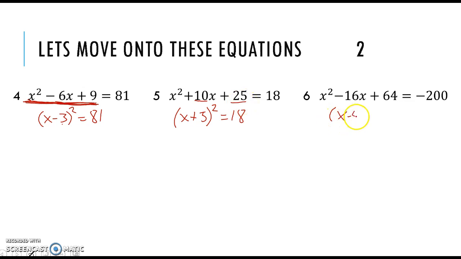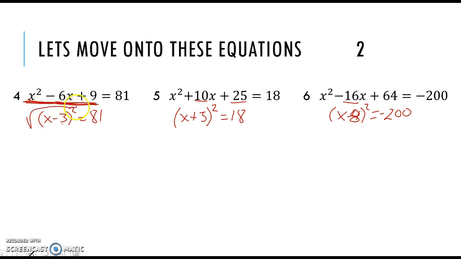Number 6 is going to look like this. It's going to be x minus 4 squared. Half of 16 is negative 4. Negative 4 squared, this should be x minus 8 squared. Half of negative 16 is negative 8, and negative 8 squared is 64, equals negative 200. Once you're able to write it like that, then solving it is just as easy as what we did in 1, 2, and 3. Let's go back to number 4.